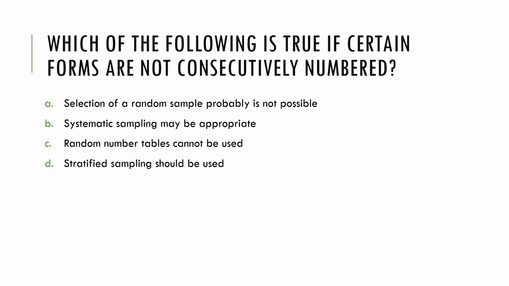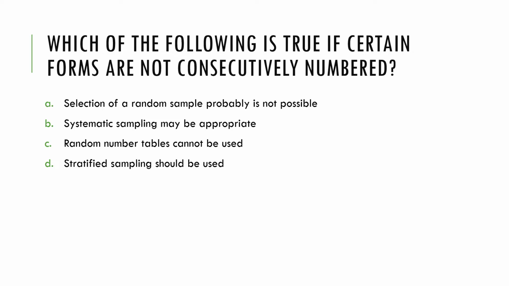Or letter D, stratified sampling should be used. We start by discussing letter D, and we recall that stratified sampling, especially in terms, for example, of substantive tests, are essentially used to reduce the variability, okay, of a particular population, or the expected variability of a particular population. It does not necessarily address the lack of pre-numbering.